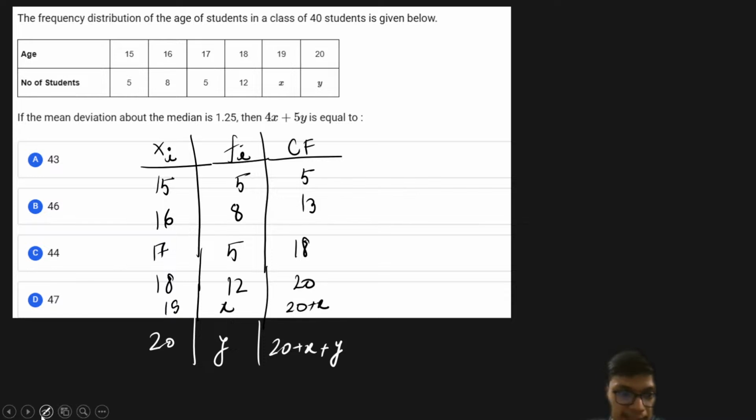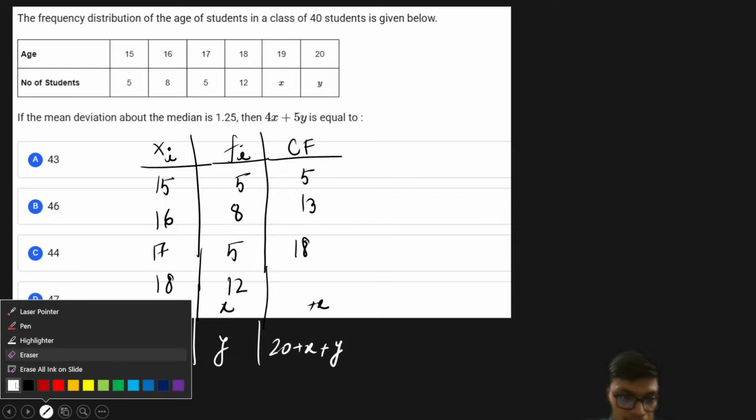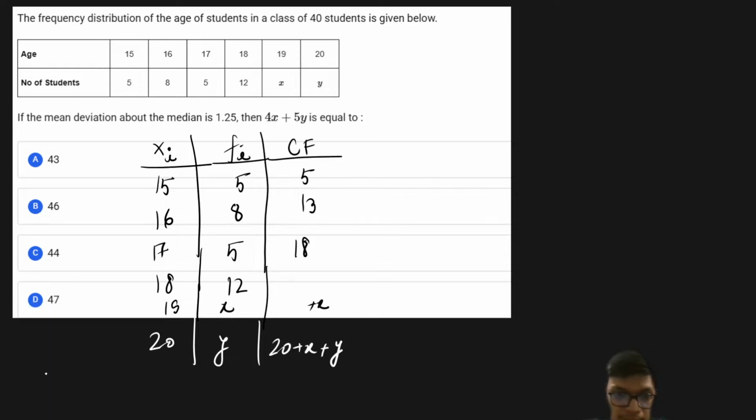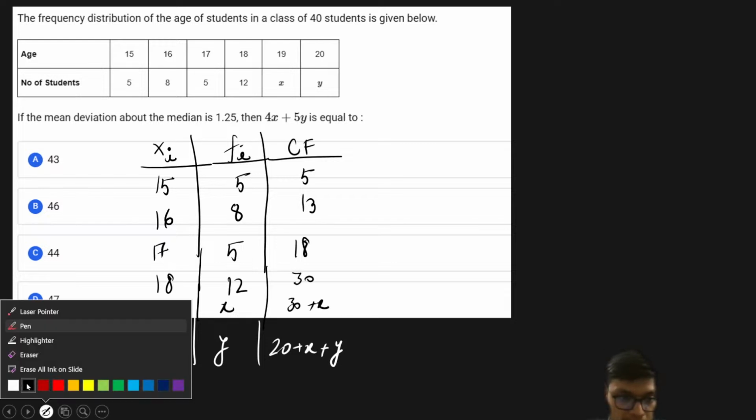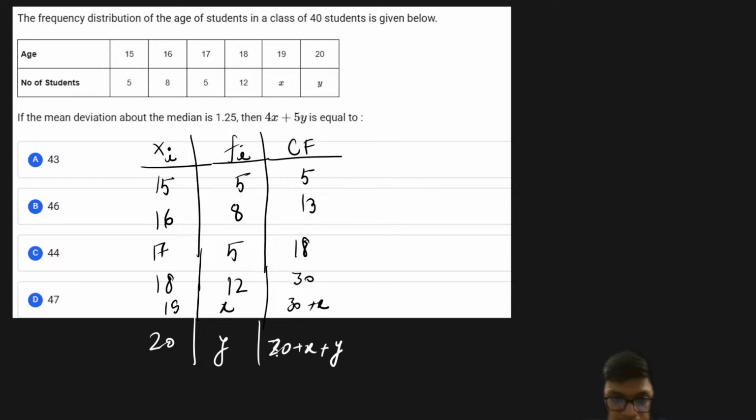So 18 plus 12 is equal to 30. So our total cumulative frequency is 30 plus x plus y, right? What is said in the problem is that the total number of students is equal to 40. So this summation of the cumulative frequency should come out as 40, right?